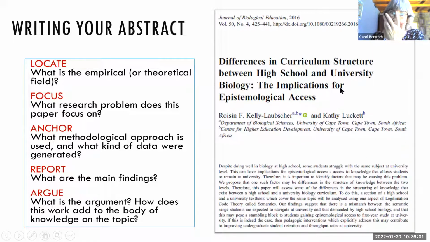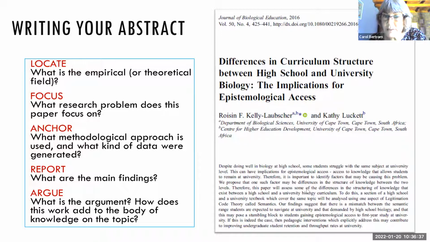And I think this example, again, I just took it from Kathy Luckett and Kelly Loebscher. What's interesting, you can see this is a journal of biological education. What they're starting with is a particular problem in that field, which is the linking between biology at high school and learners remaining in university. They're saying, even though learners do well in biology at high school, often there's not the same connection at university. We know about this.